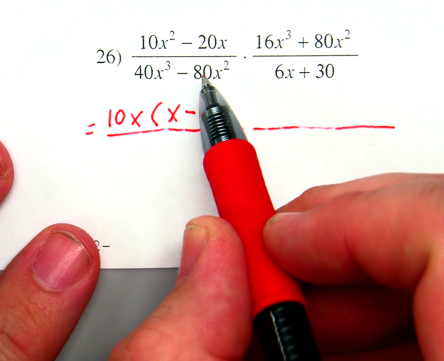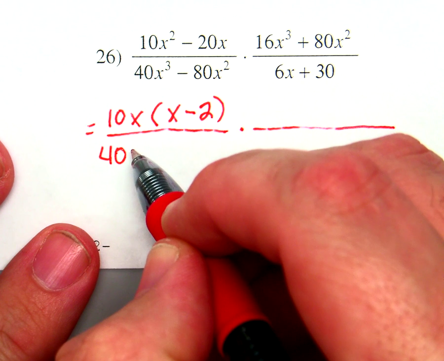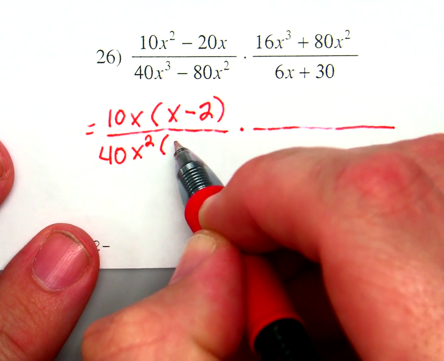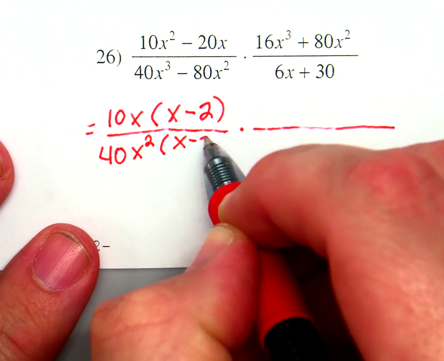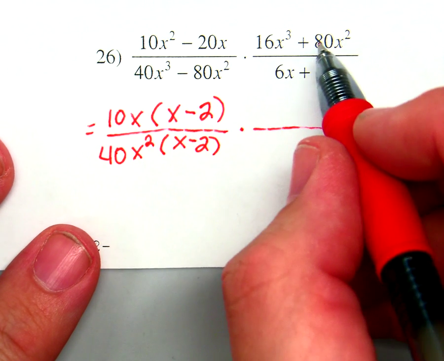Now in the denominator, I have a 40 and an 80. What's the number I can take out? 40. And then I have x squared, so I have x minus 2 again.